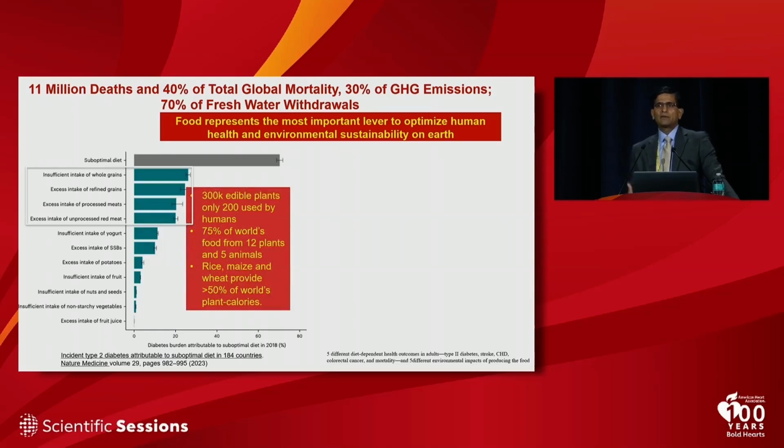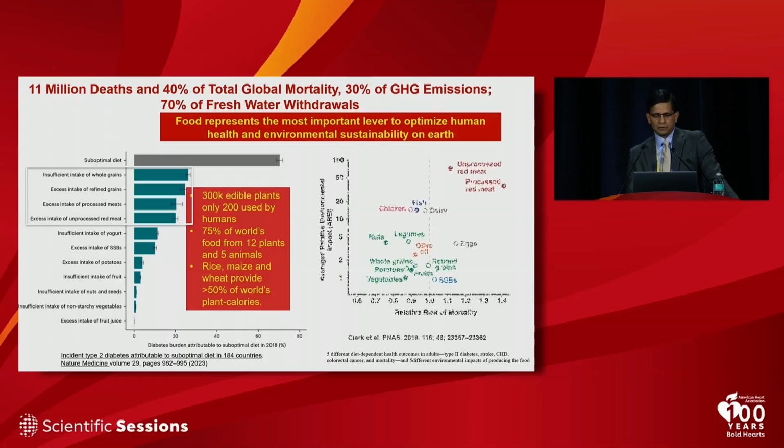If you look at biodiversity, out of 300,000 edible plants, only 200 are used by humans, and 75% of world's food comes from 12 plants and 5 animals, right? Rice, maize, and wheat, providing more than 50% of calories.